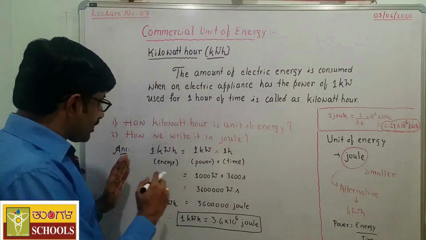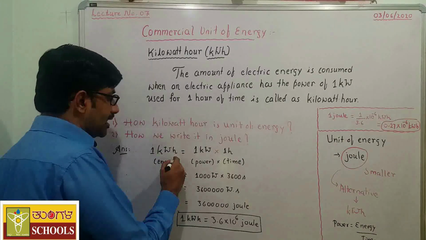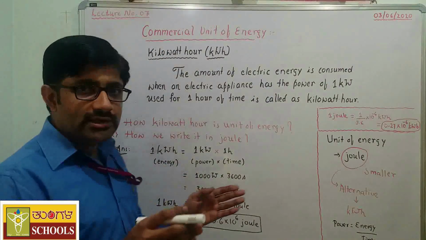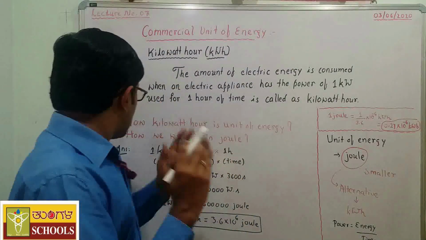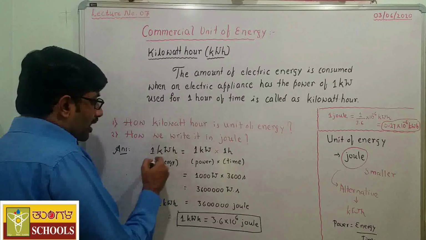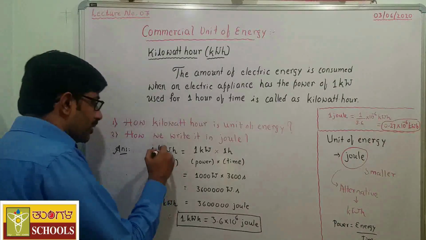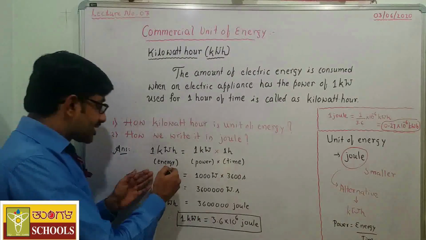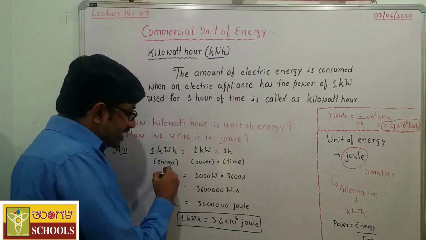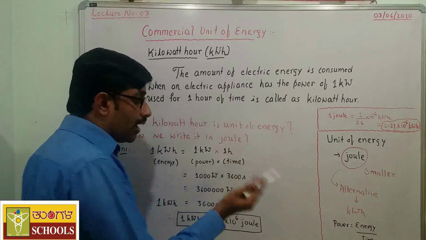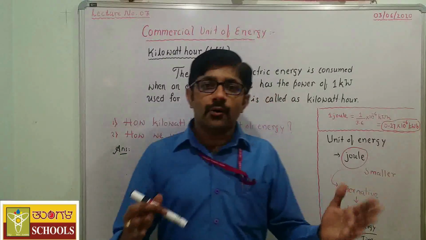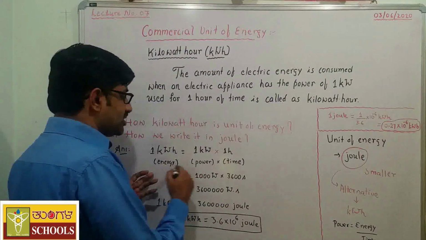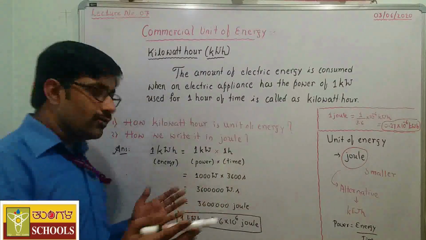1 kilowatt hour is equal to 1 kilowatt into 1 hour. I am taking it as the energy. Remember, the unit is the kilowatt hour, whereas the physical quantity is electric energy. So energy can be written as power into time. How? We already defined power is equal to energy by time. So just rewriting that, energy is equal to power into time. That can be done very easily.